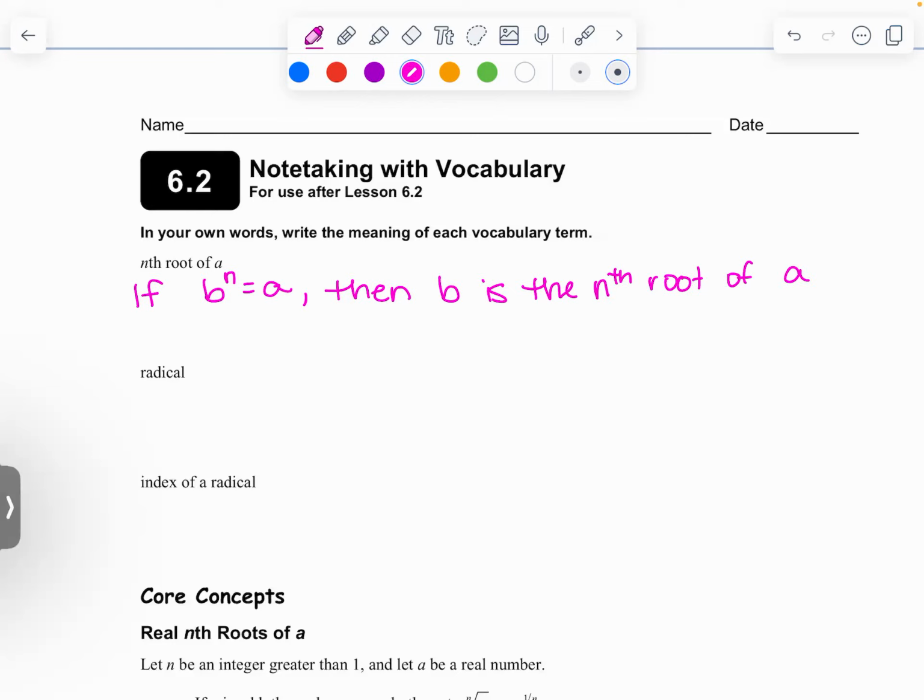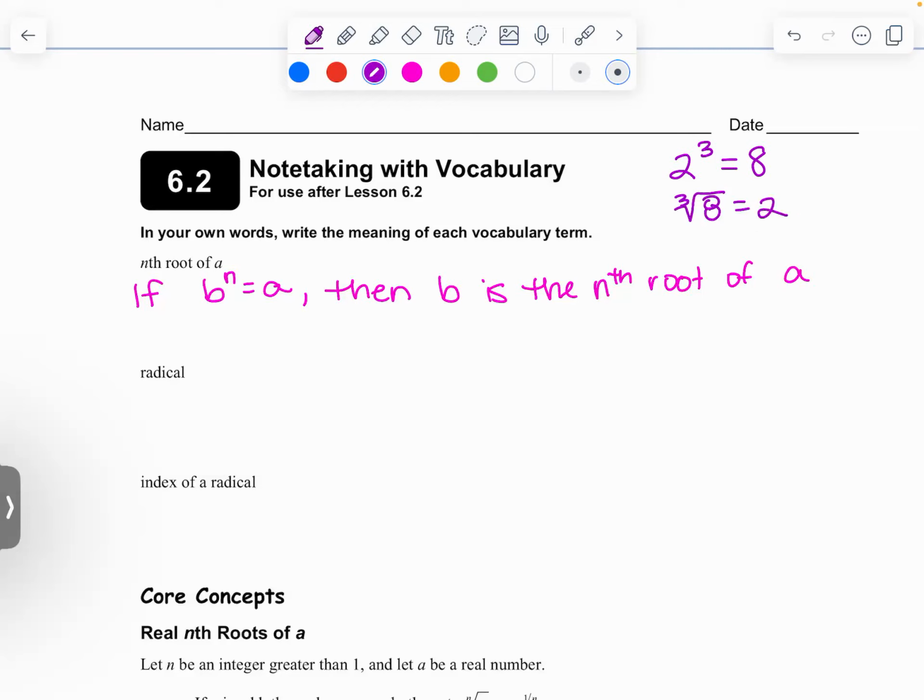Okay, so some of you might be wondering why I had you fill out that chart yesterday. We are going to be working with roots. If b to the n equals a, then b is the nth root of a. For example, what is 2 cubed? Wait, 8. The cube root of 8 equals 2.